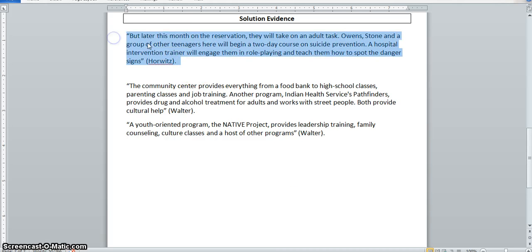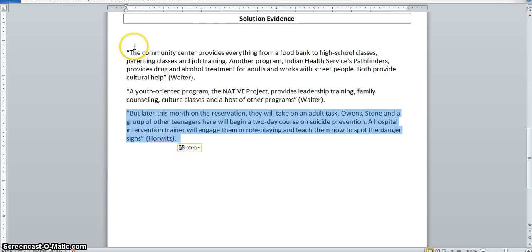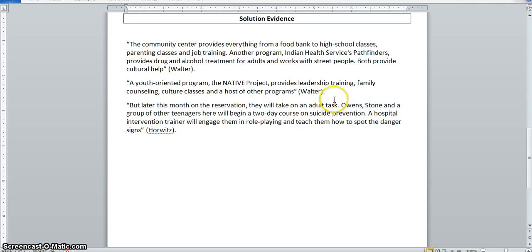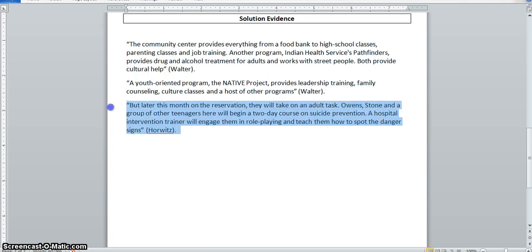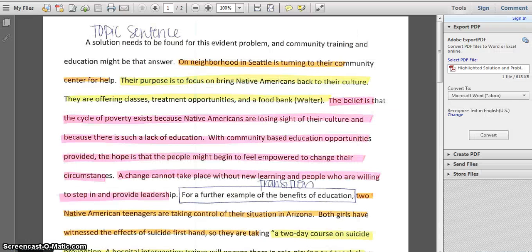And then I'm going to reorder them, and I'm going to talk about the teenagers last, because these two to me really show a more general approach to education, whereas I think I would like to end my paragraph with a more specific example, although I don't think it would be wrong to do it either way. So now that I have my text evidence chosen, I can start to write a paragraph. And the final version looks something like this.